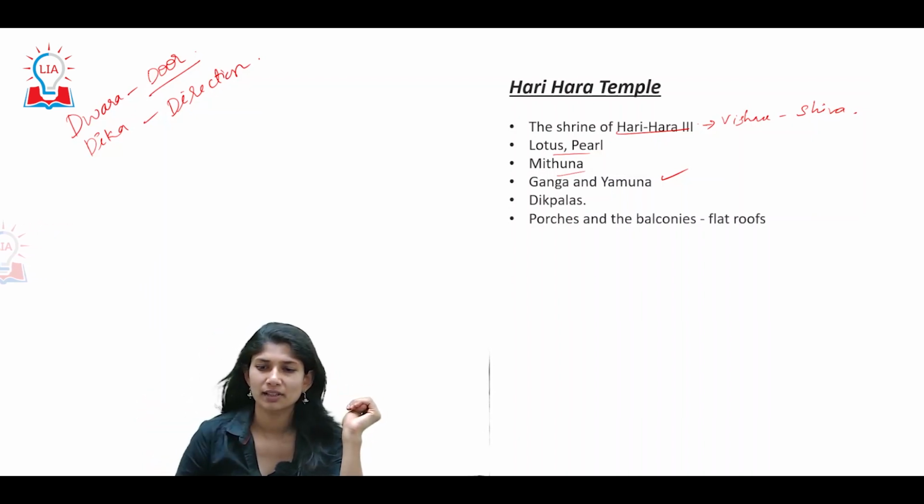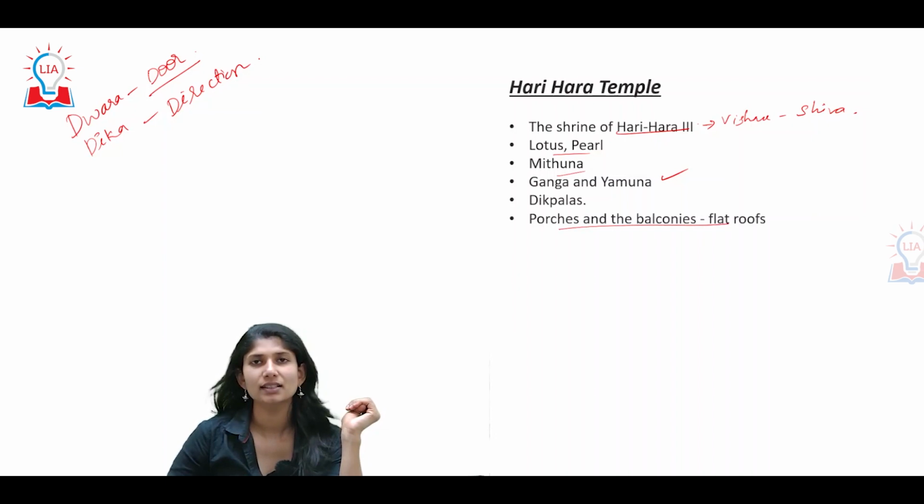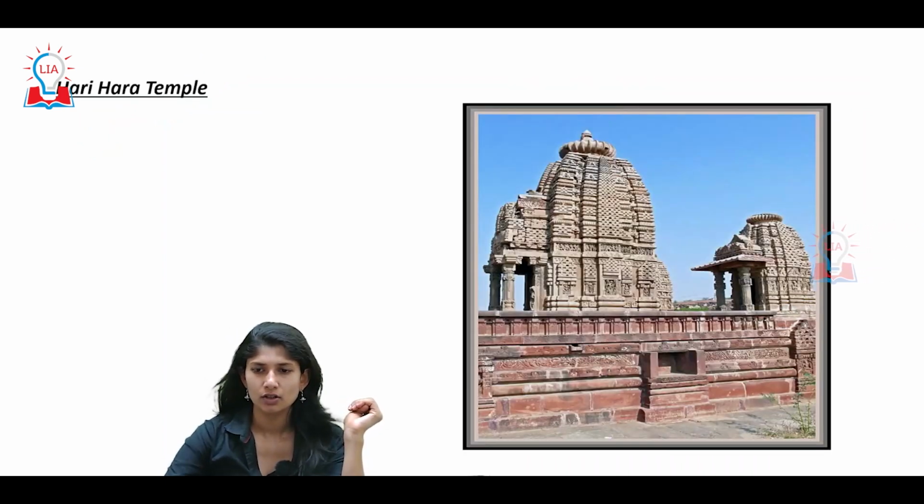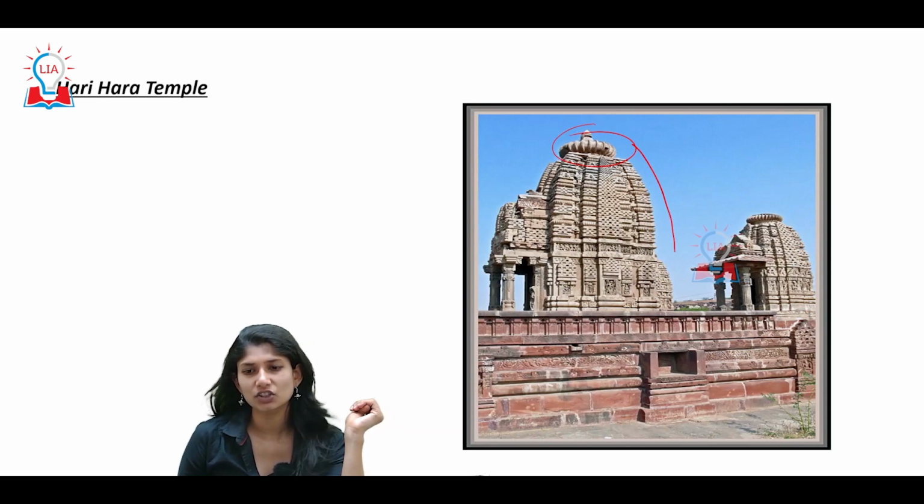Alright, look at this, the porches and balconies had flat roofs. Alright, this is your Harihara temple. Look at this, like we spoke earlier in the slides. Look at the shape and look at the shape of it.